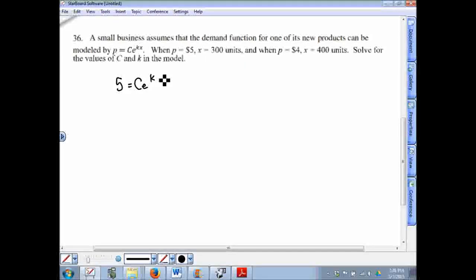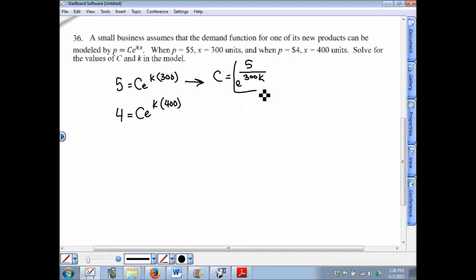So when the price is $5, 300 units sold, and the price dropped to $4, then 400 units were sold. So we take this top one here and solve it for C. We're going to have C equals 5 divided by e to the 300K. So we take this value now and plug it into that C. We're going to have the equation 4 equals 5 divided by e to the 300K times e to the 400K.